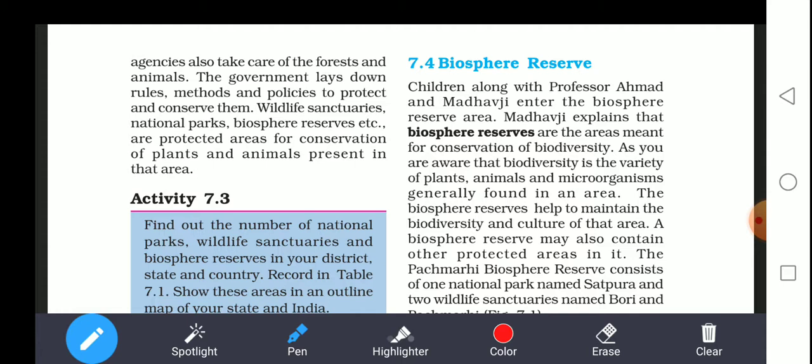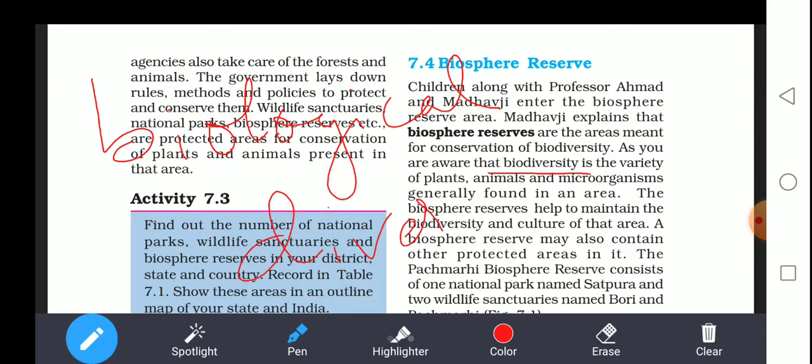What is biodiversity? Biodiversity: biological diversity. Diversity means different variety, and biological means of life. The two words are combined to form biodiversity. So it is the variety of animal and plant life that exists on this earth, such as plants, animals, fungi, and microorganisms. These are found generally in a particular area where they can be protected and raised.